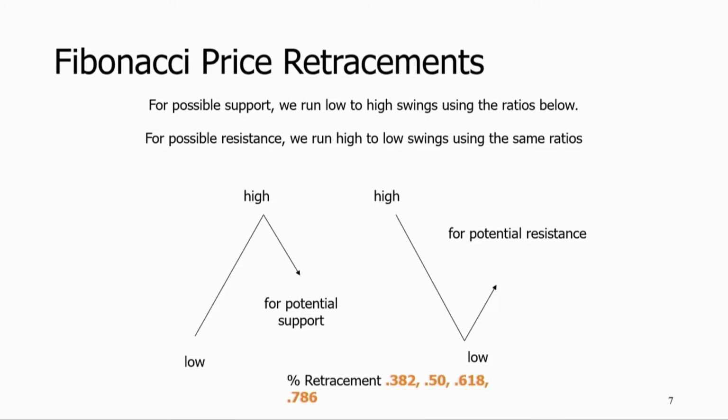How many of you already use price retracements? For retracements, we're basically running any possible low to high on a chart for potential support using the ratios of 382, 50%, 618, and 786. Or I'm running prior high to lows on the chart using the same ratios for potential resistance.